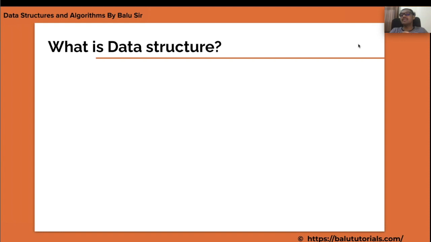Data structure is a kind of data representation in the computer. So when you say data representation in the computer, it's not limited to C or C++. It's not limited to any programming. It's all about computer software engineering. In software engineering or in any kind of technologies, they are going to store the data. So the data storing concept itself is a data structure.